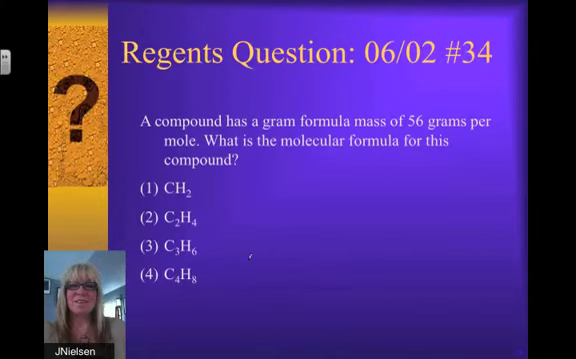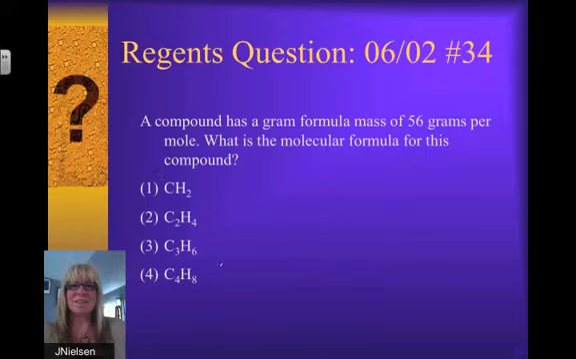A compound has a gram formula mass of 56 grams per mole. What is the molecular formula? Well, this you're working backwards. You basically have to figure out which one of these adds up to 56. And this is the empirical.